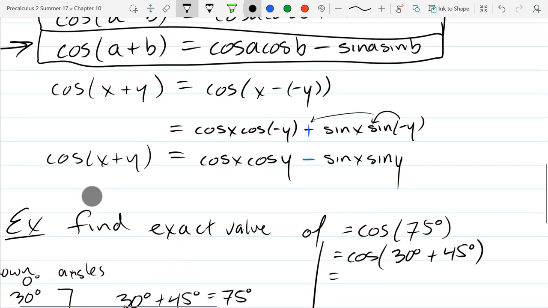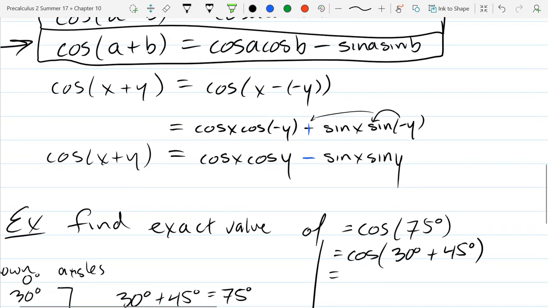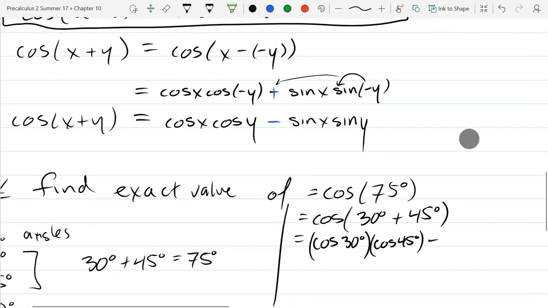Now we're going to actually use that formula right there. So this is cos 30 degrees. Need the parentheses, cos 30 degrees times cos 45. Now is a good time to use some parentheses, where I am multiplying, and this would be minus sine 30, sine 45.